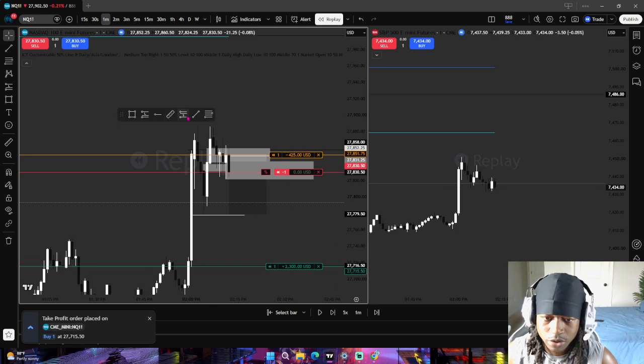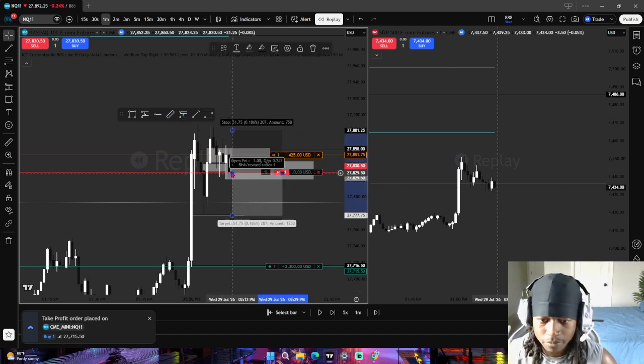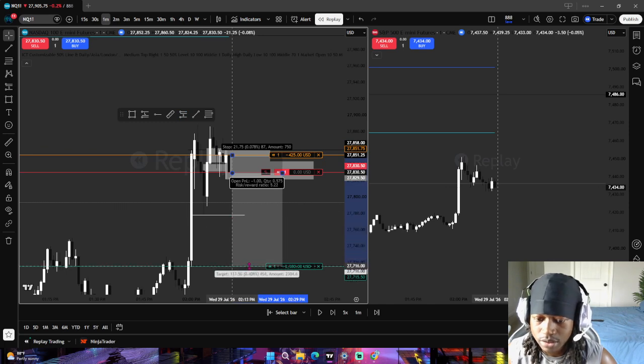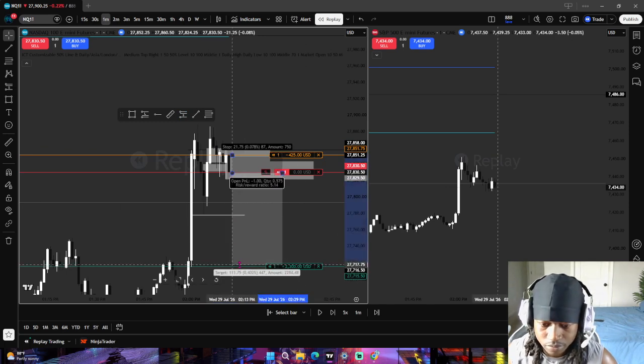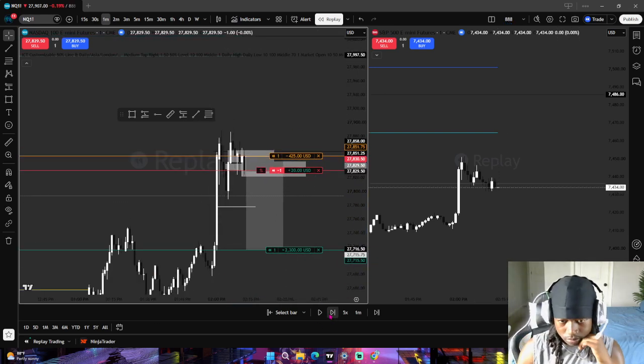This would be how much R? This would be a 20-point stop loss. Not bad. Not the best though. Yeah, full TP at the data low.